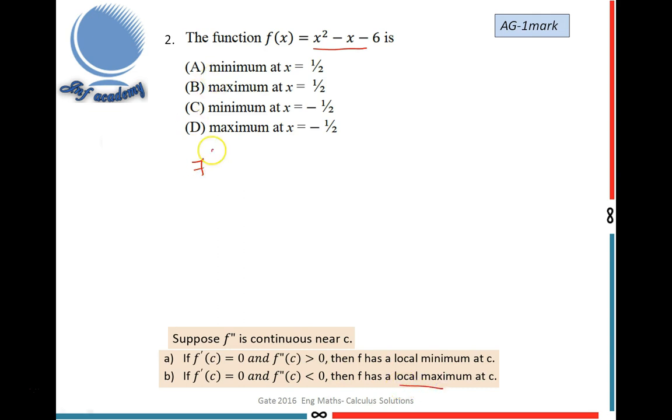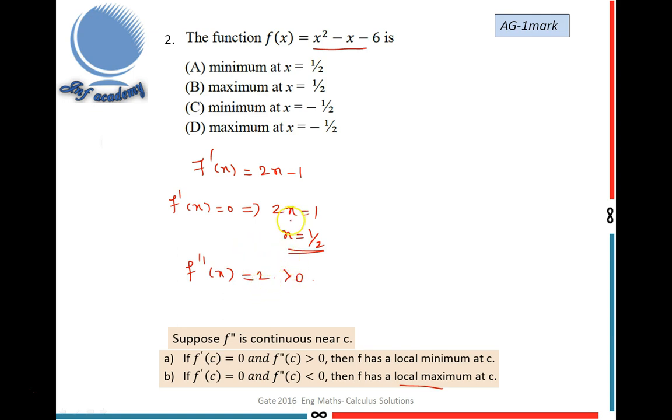So first I find f dash of x, then only I get the critical points, that is 2x minus 1. Next I solve the equation f dash of x equal to 0. So 2x equal to 1, x equal to 1 by 2. x equal to 1 by 2 is the only critical point. Next I find f double dash of x. This is equal to 2. This is greater than 0. F double dash of x is always greater than 0.